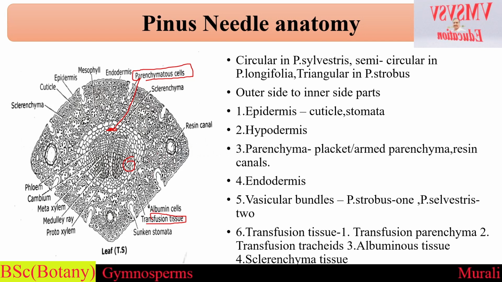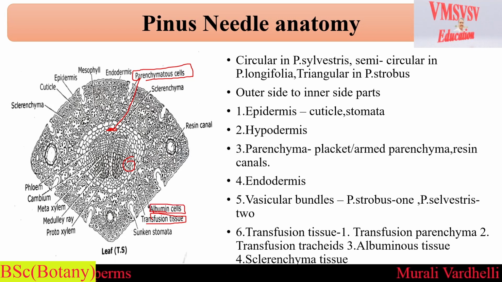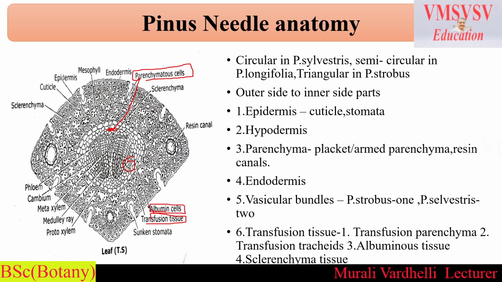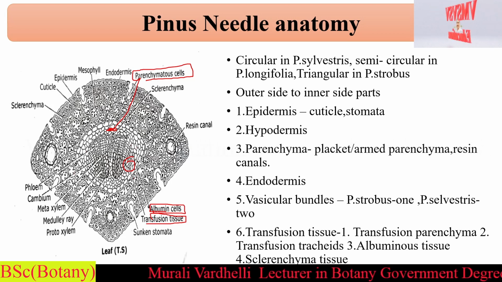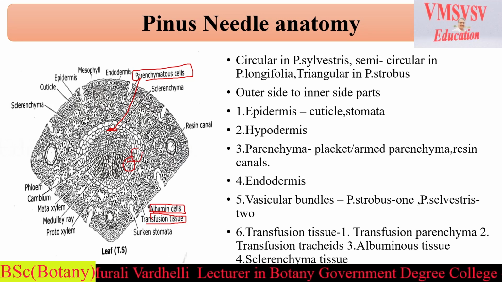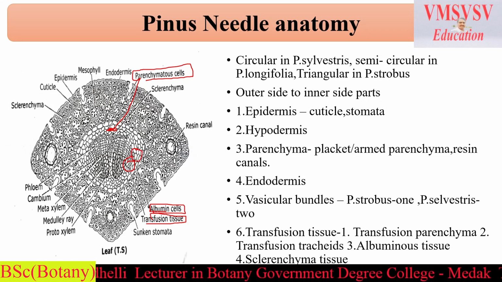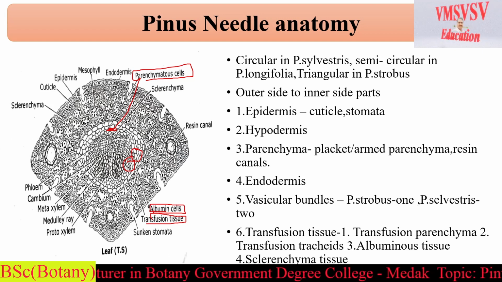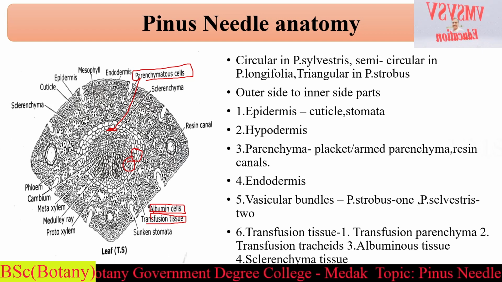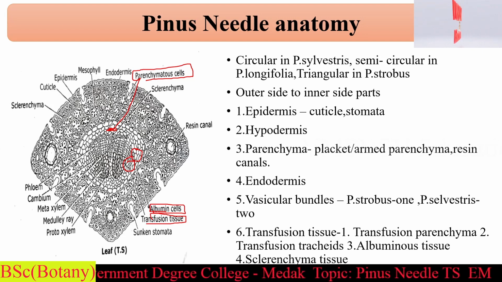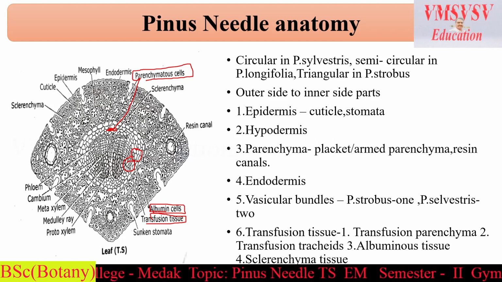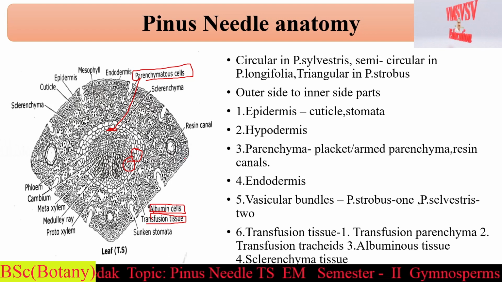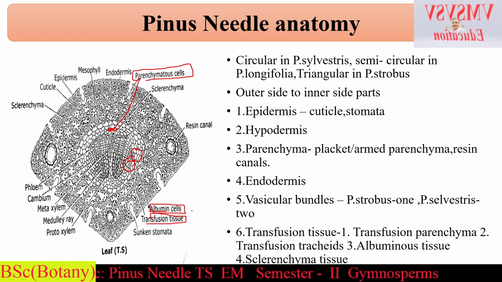Next one is the albuminous tissue. What is albuminous tissue or albuminous cells? You can see, nearby the xylem part, cells are filled with starch. These store the starch. It is useful to transport the food material from vascular bundles to lateral parts. This tissue is called albuminous tissue.